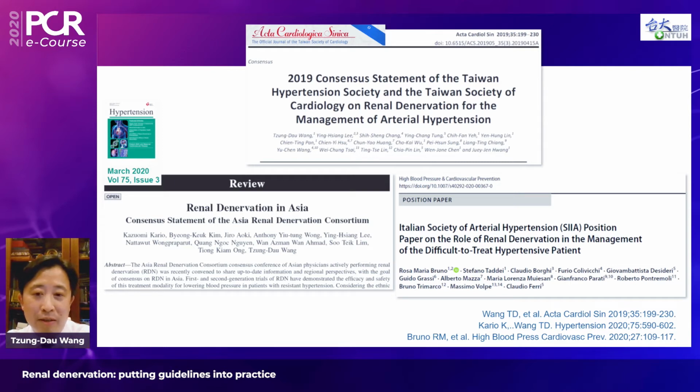The first is the Taiwan consensus, which I was the chairperson and published last year. And the second is the Asian RDN Consortium consensus, of which I am also one of the members. And finally is the Italian consensus, and Professor Ribichini will detail that in his session.